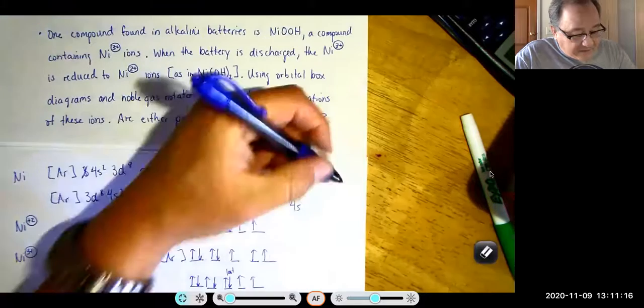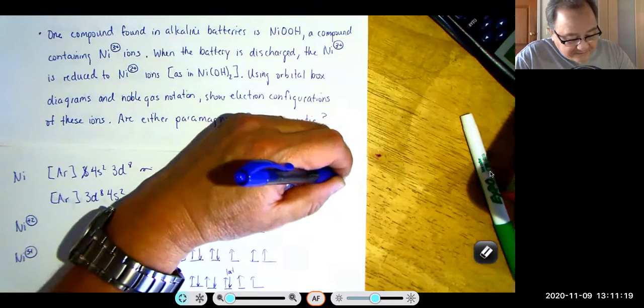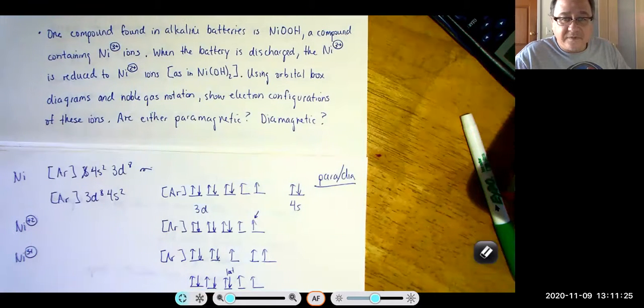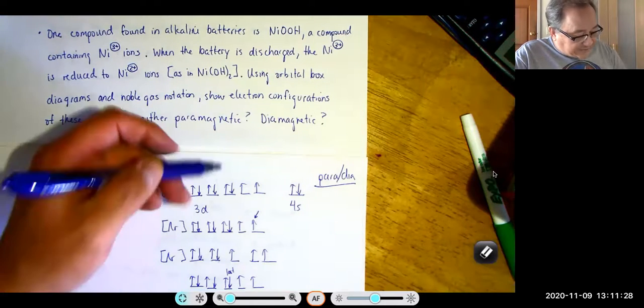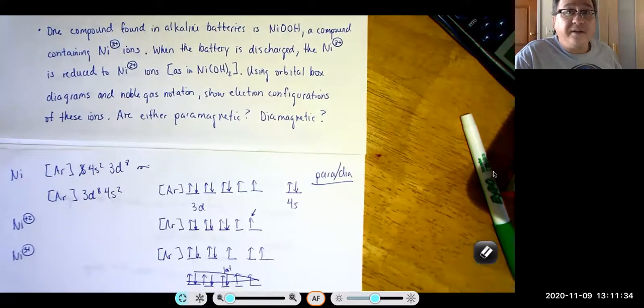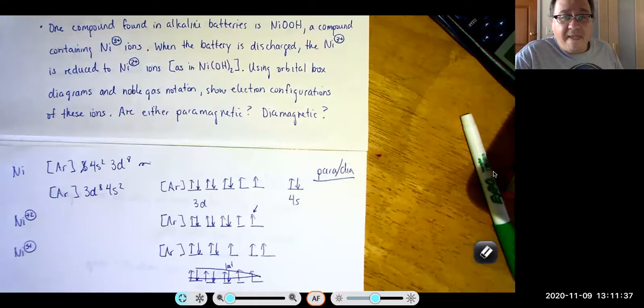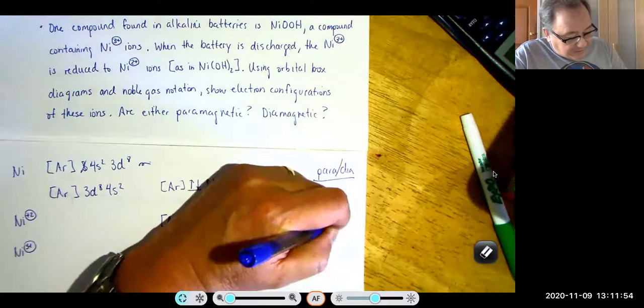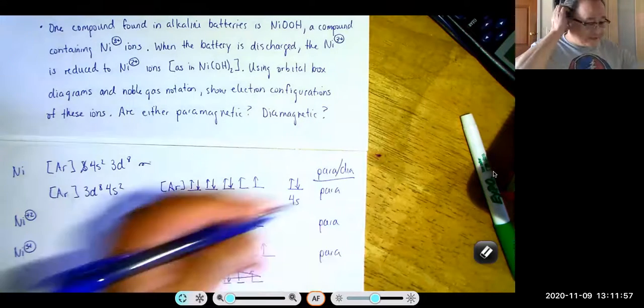All right, which ones are paramagnetic and which ones are dia? Take a look and assign paramagnetism or diamagnetism to each of these. When you're done, give me a thumbs up. Okay. This one's para because they're unpaired. This one's para. And that's it.